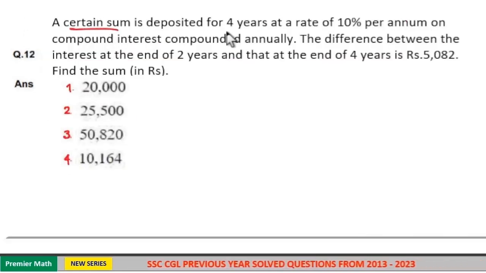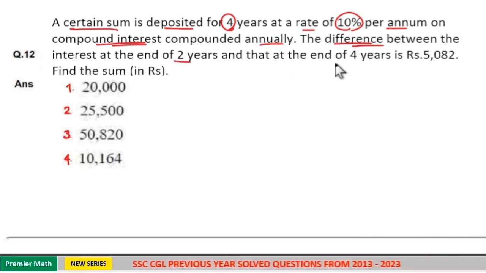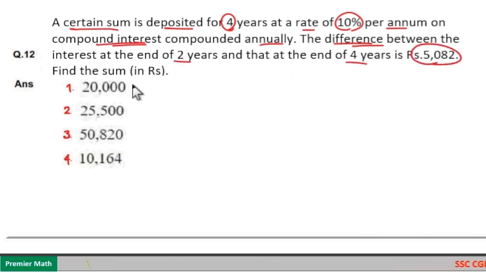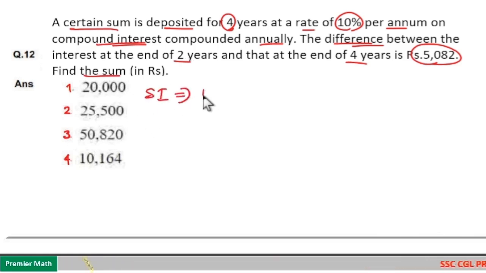A certain sum is deposited for 4 years at a rate of 10% per annum on compound interest compounded annually. The difference between the interest at the end of 2 years and at the end of 4 years is rupees 5,082. Find the sum. Here you can solve it in 2 methods. If you go for rough calculation, that is in exam perspective, just calculate the simple interest difference for 4 year and 2 year. Here interest is 10% per annum.